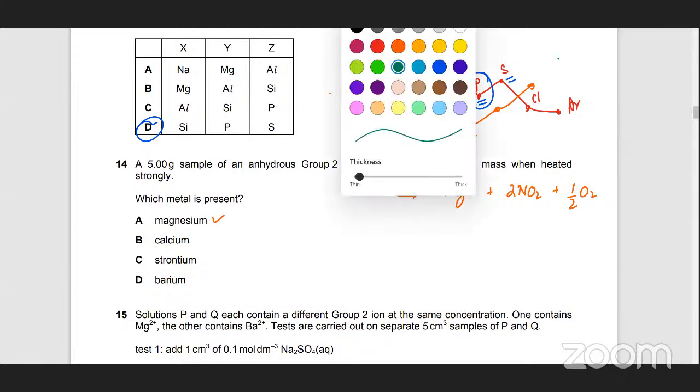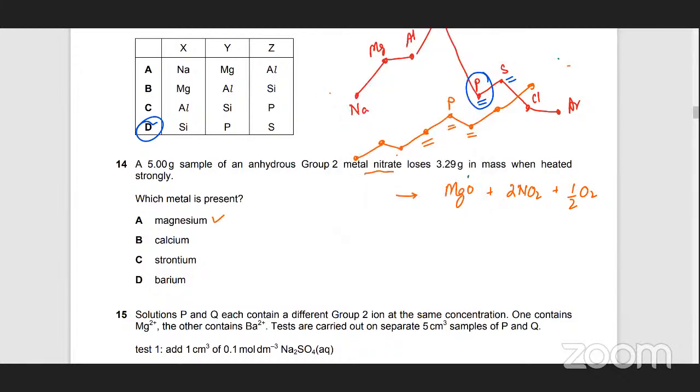Now the other way of solving this question: take the metal as the unknown nitrate. Okay, so I'm going to remove Mg. I'm just going to take it as an unknown metal nitrate. And since it's group 2, M has a charge of +2. According to the equation, the moles of the two substances should be equal. This is 1.71 grams, and this is 5 grams.